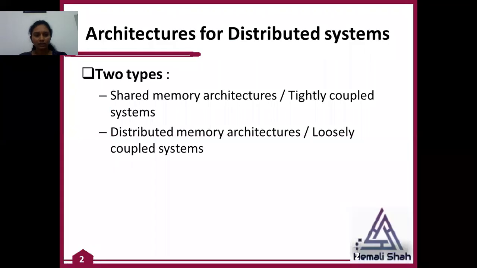Two types of architectures are available for distributed system application systems. First type is shared memory architecture. The shared memory architecture is also known as a tightly coupled system architecture. And the second architecture available is distributed memory architecture. The distributed memory architecture is again called a loosely coupled system architecture.